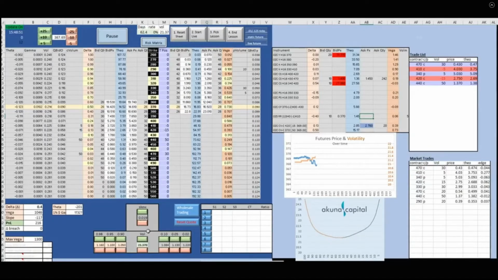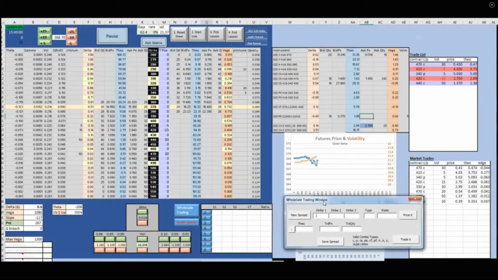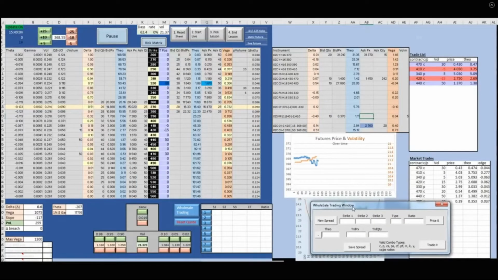You can see the final piece, which is the wholesale trading window, and I'll demonstrate that now. So clicking this wholesale trading tab will bring up a new window, which you can position wherever is most useful and out of the way. And what this is used for is to trade open outcry orders. So you're able to create your own combos or outrights simply by typing in the strikes.